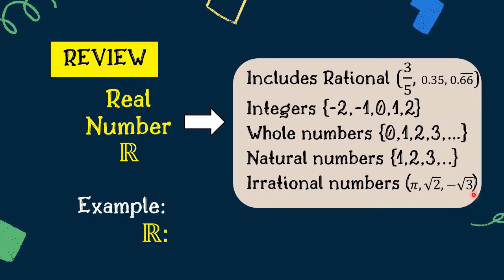For example, your real numbers are -2, which is an integer, 1/2, which is a rational number, positive 3, which is a whole number or a natural number. It can also be an integer. 0, which is an integer or a whole number. And we also have the repeating decimal. And of course, a decimal, which is a rational number. So these are examples of a real number.